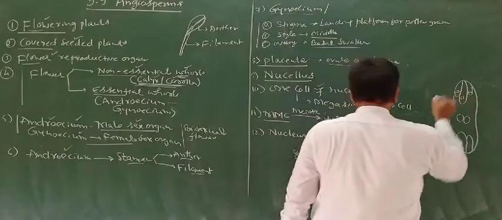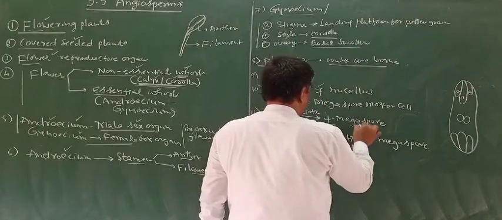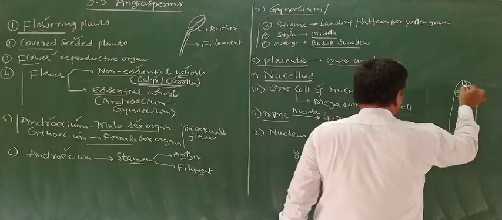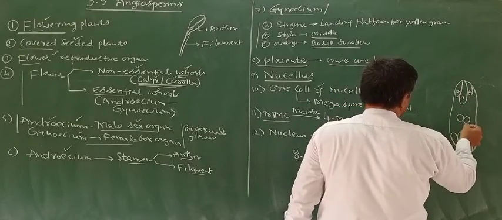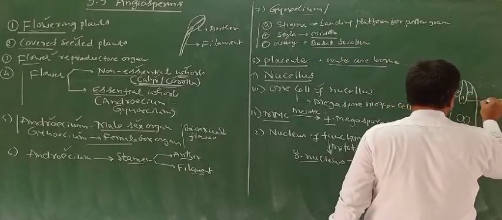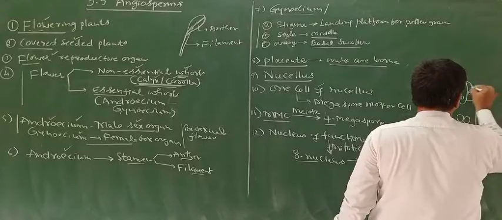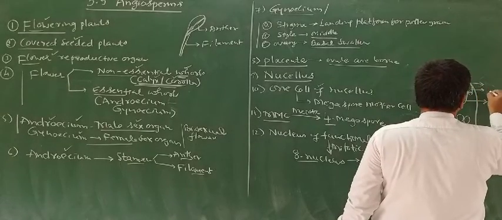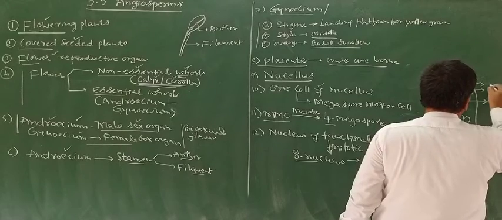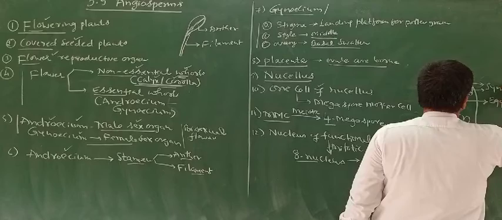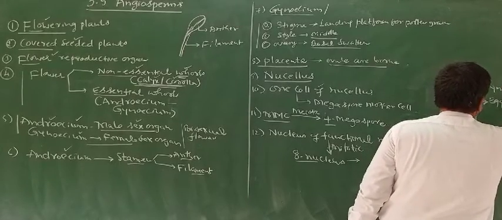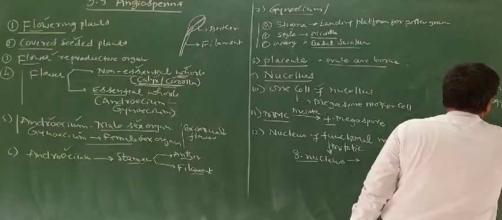Now this structure is called the embryo sac. So this functional megaspore develops into the embryo sac. This embryo sac contains a total of 8 nuclei. The 3 cells which are present towards the micropylar end are called the egg apparatus. It consists of one egg cell and another 2 synergids. This structure together is known as the egg apparatus.